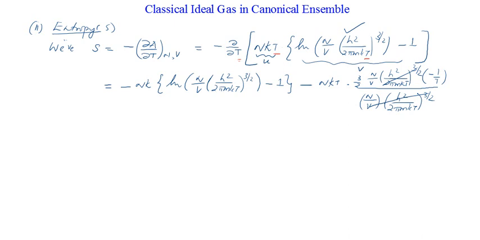Okay, so what happens is, here there is a T, and here there is a T, and those two T's have cancelled. Just check it out, whether you are getting it. So what we are finally left with is this one: minus nk log, okay, log n by v into h square by 2 pi m kt whole raised to 3 by 2.